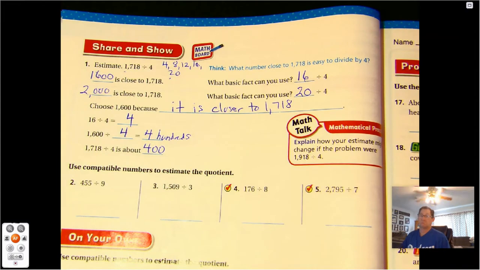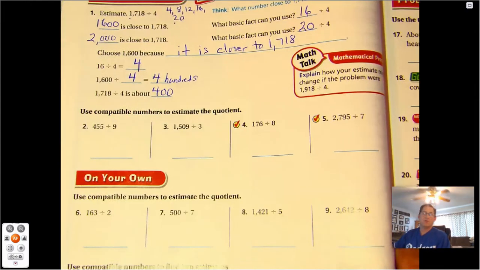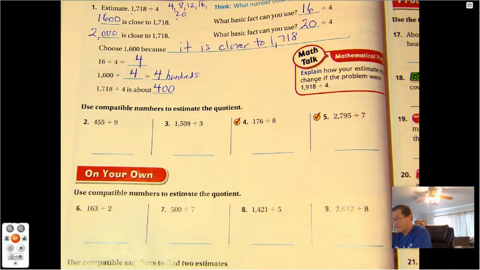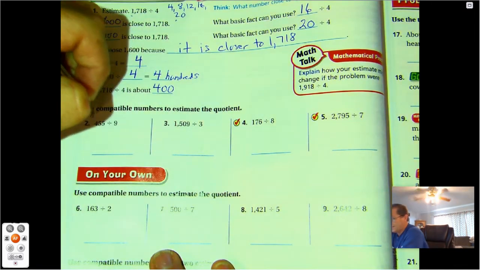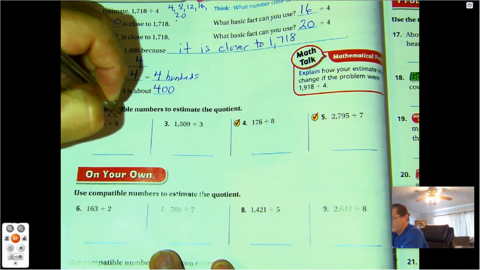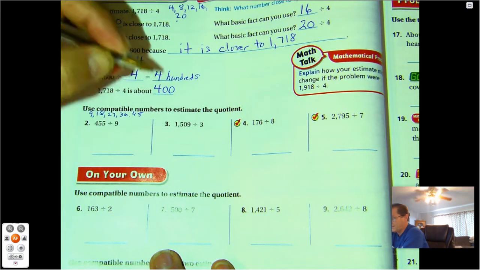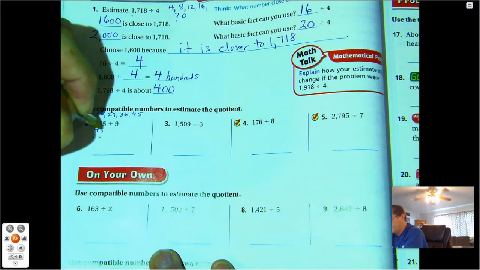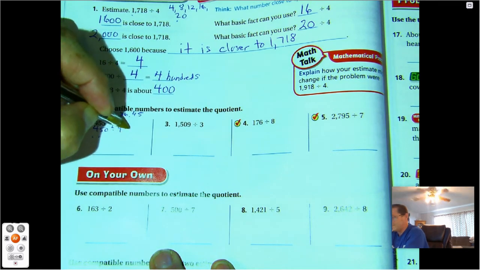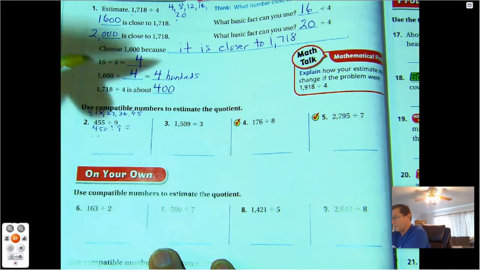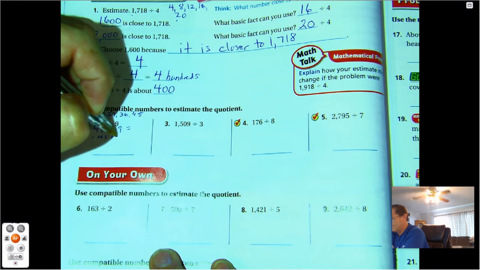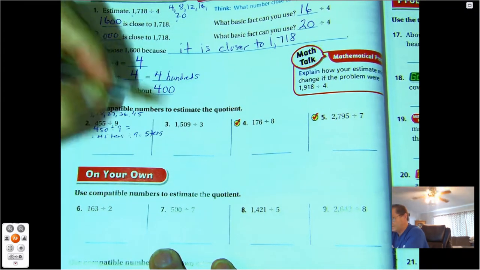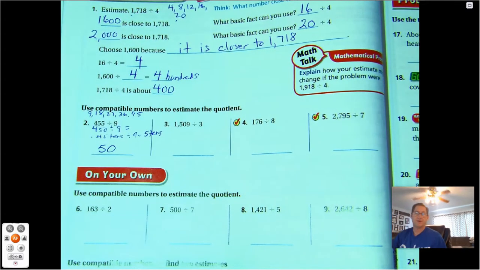Use compatible numbers to estimate the quotient. All right, so 9, 18, 27, 36, 45. Oh, I like that right there. That's 45 already. So let's just change this to 450 divided by 9. So 45 tens divided by 9 is 5 tens. So my estimate's about 50.